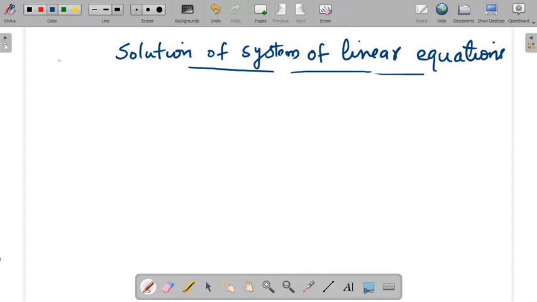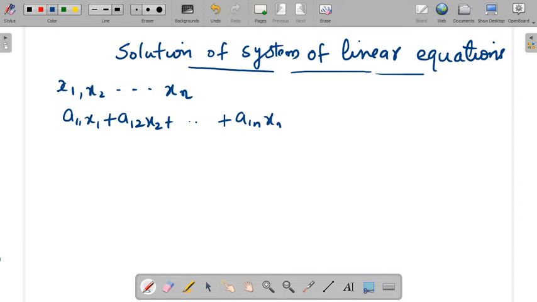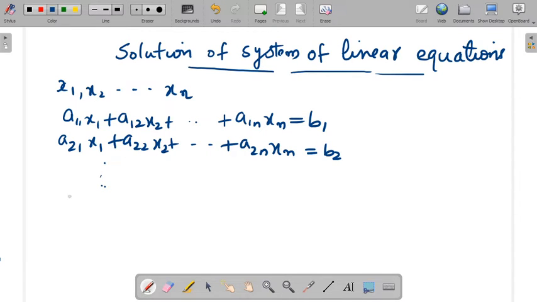And such a system of equations, if the number of variables is n, say x1, x2, etc., xn, can be written as a11 x1 plus a12 x2 plus etc. plus a1n xn equal to constant b1, a21 x1 plus a22 x2 plus etc. plus a2n xn equal to b2, etc. If there are m such equations, we can write the last equation as am1 x1 plus am2 x2 plus etc. plus amn xn equal to bm.